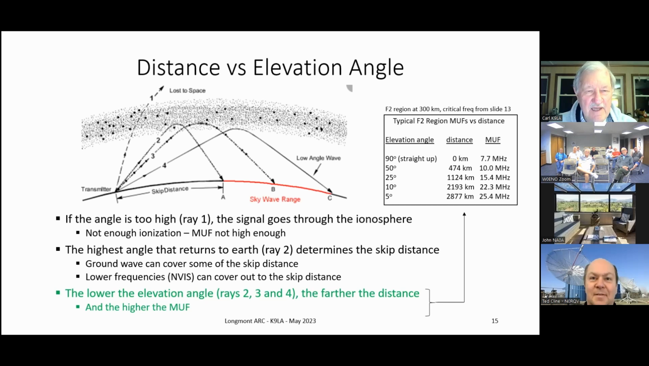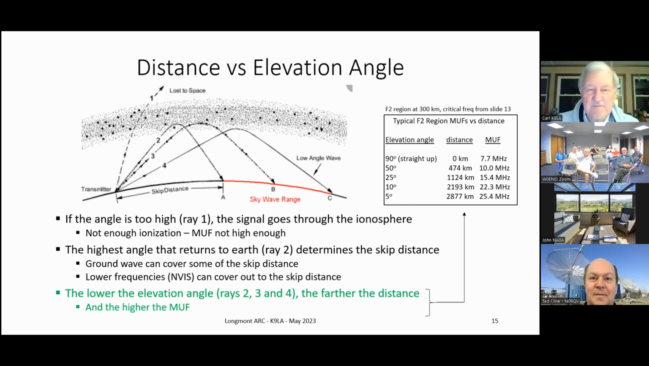And as the elevation angle gets lower, it encounters the ionosphere at more of a grazing angle, and that causes the MUF to go up. And there's a little table there showing some typical numbers. For example, in the conditions on the previous slide, if you send a 50-degree elevation angle wave, it'll go about 474 kilometers, and the highest frequency that will refract at that elevation angle is 10 megahertz.